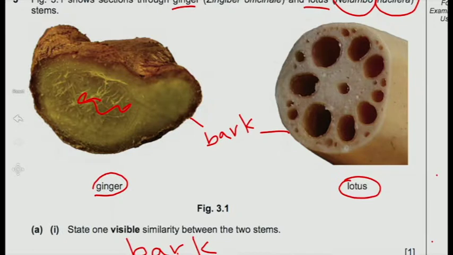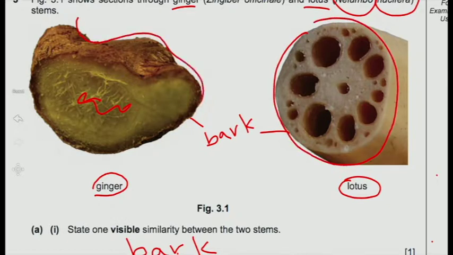Difference number 3. On the left, the ginger has an irregular outline. That's the outside. It's irregular in shape, whereas the lotus is roughly circular. It's more circular. Look at it this way. This one is more irregular. That's the outline. That's another visible difference. That's difference number 3.